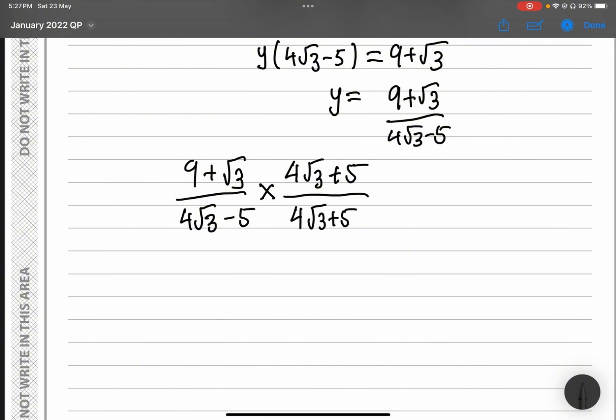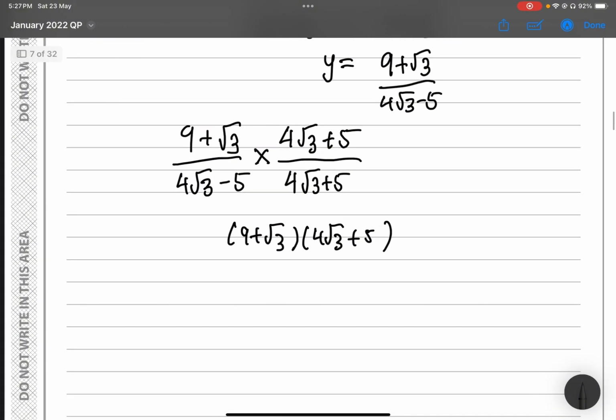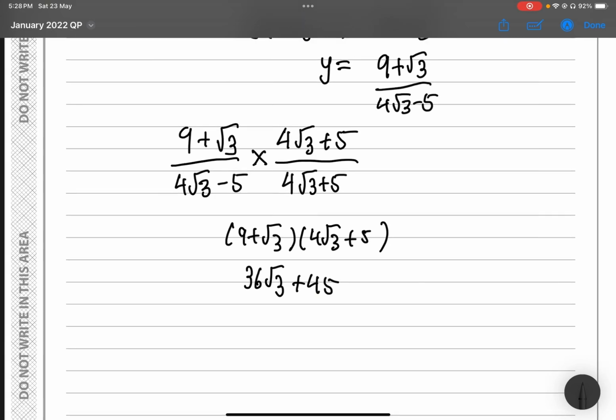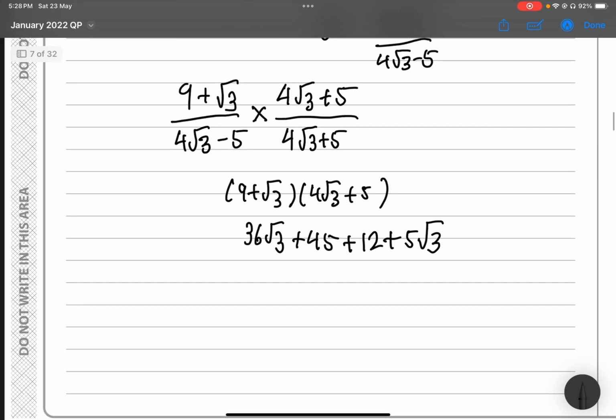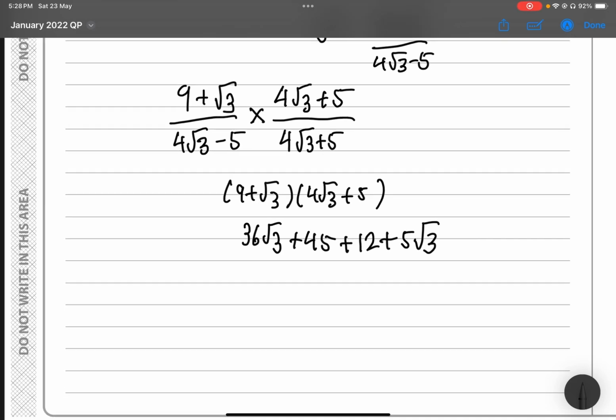So now let's multiply the numerator together. We have 9 plus root 3 multiplied by 4 root 3 plus 5. Now, 9 times 4 root 3 is 36 root 3. 9 times 5 is 45. Root 3 times 4 root 3 is 12. And then root 3 times 5 is 5 root 3. You can simplify this again. We get 41 root 3 plus 57.